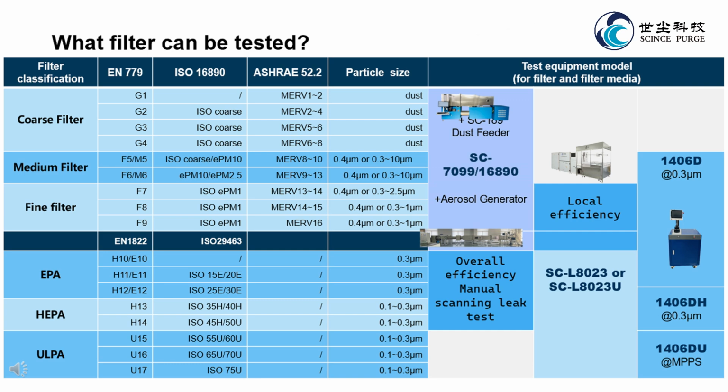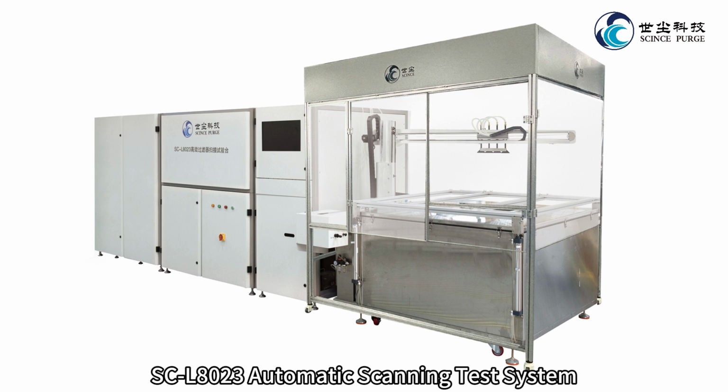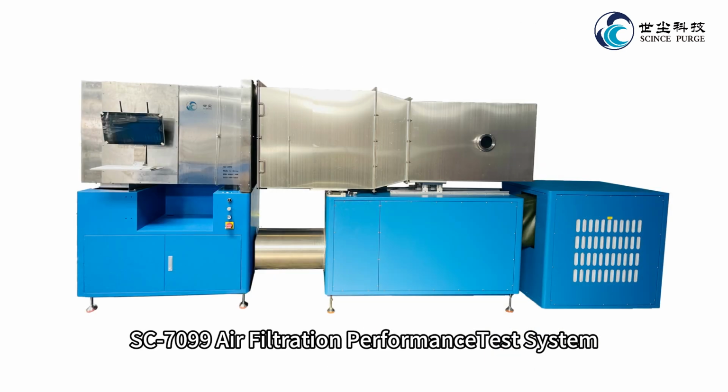detection. Our testing equipment. 1. Leak scanning testing equipment. Model SCLA023. Description: an automatic scanning system for detecting leaks in high-efficiency filters, providing detailed local efficiency measurements to ensure quality and performance. 2. Overall efficiency measurement systems.